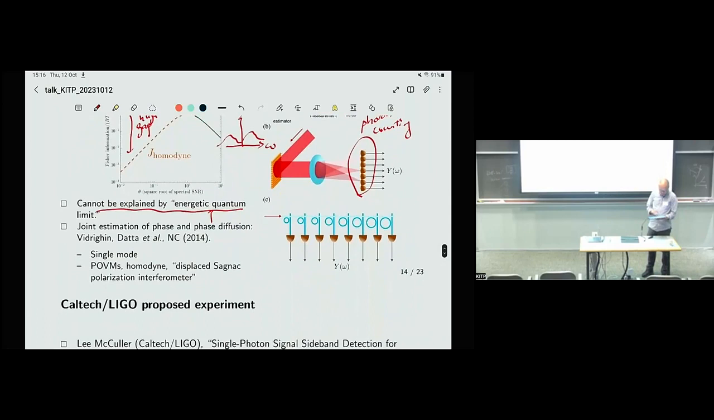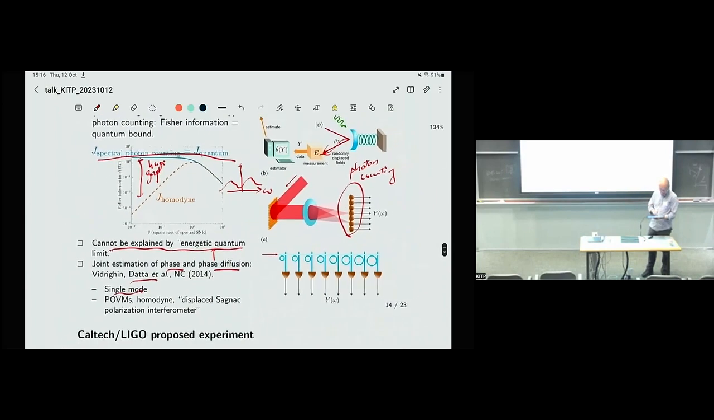Okay. And the final thing I want to mention, Animesh has a nice paper on related problems, single mode, estimating both phase and phase diffusion. But with all due respect, I think it's still a huge jump from their result to the discovery of a physical measurement that allows you to achieve the quantum limit specifically for noise spectroscopy.